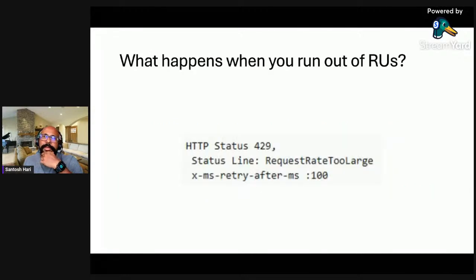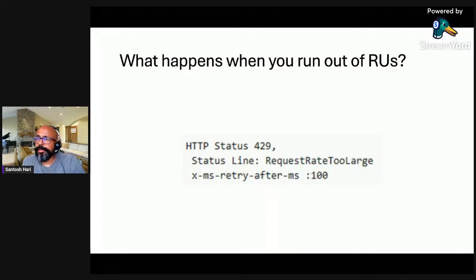So what happens when you run out of RUs? So this is the scary scenario, right? When you run out of resource units, you'll see this, it's an HTTP status 429. Basically, that means a throttling error. So if you get this, that means your provisioned throughput has been exceeded. Now, this is not necessarily a cause for concern. Our Cosmos SDK is actually designed to handle this.